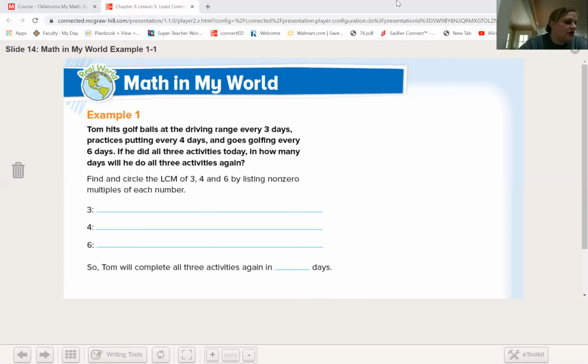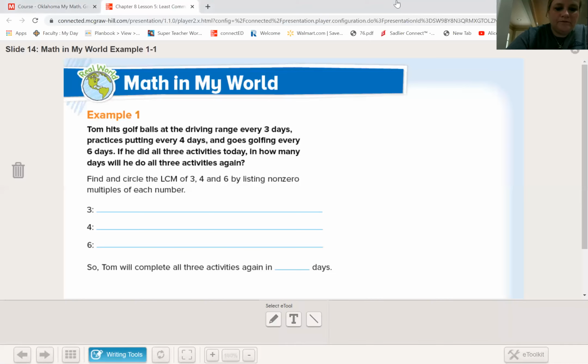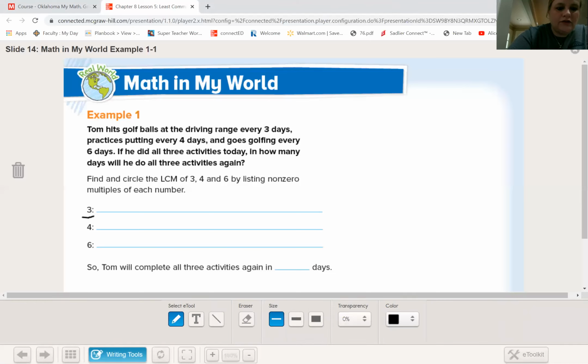So let's take a look at example 1. Tom hits golf balls at the driving range every 3 days, practices putting every 4 days, and goes golfing every 6 days. If he did all 3 activities today, in how many days will he do all 3 activities again? So we want to know the least common multiple of 3, 4, and 6.